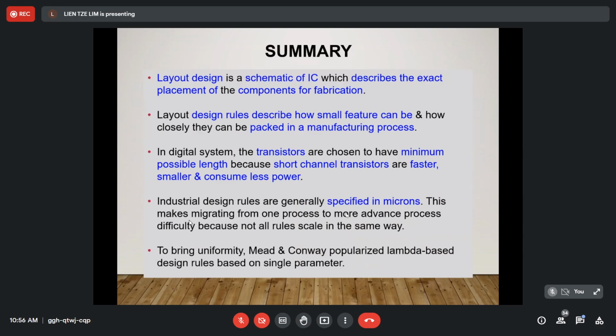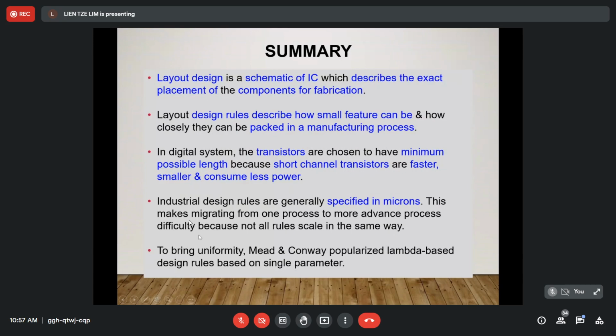Okay, so as a summary, layout design is a schematic of IC which describes the exact placements of the components for fabrication. Layout design rules describe how small features can be and how closely they can be packed in a manufacturing process. In digital systems, the transistors are chosen to have minimum possible length because short channel transistors are faster, smaller, and consume less power. Industrial design rules are generally specified in microns.